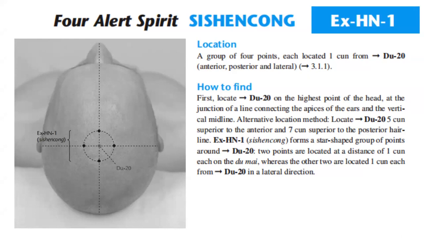So how do we find these points? First, we locate DU20 on the highest point of the head at the junction of a line connecting the apices of the ears and the vertical midline. Alternative location method. First, we locate DU20, which is 5 tun superior to the anterior, and 7 tun superior to the posterior hairline.